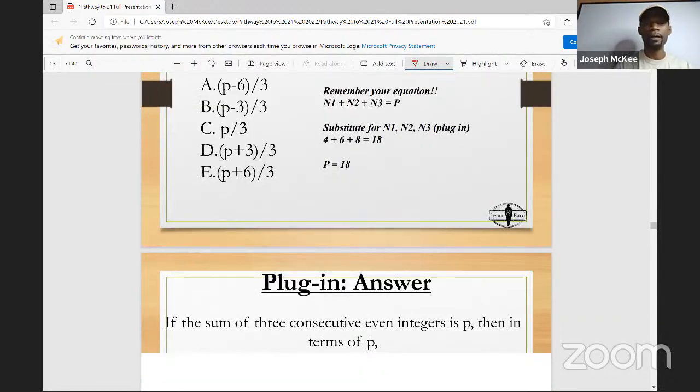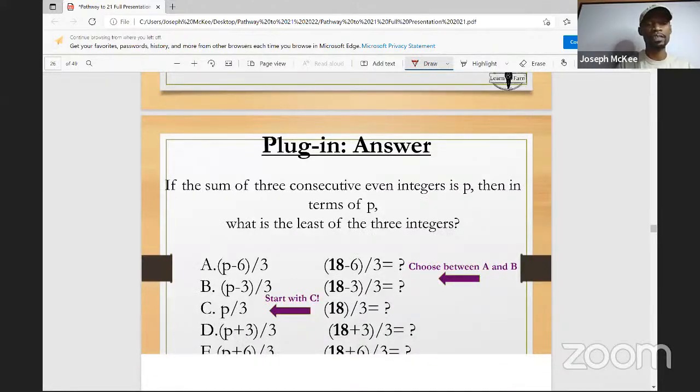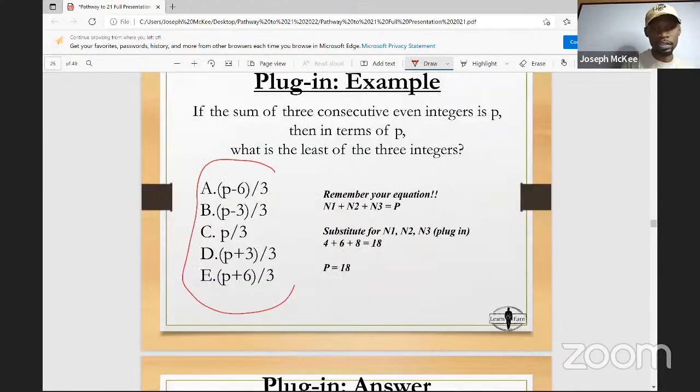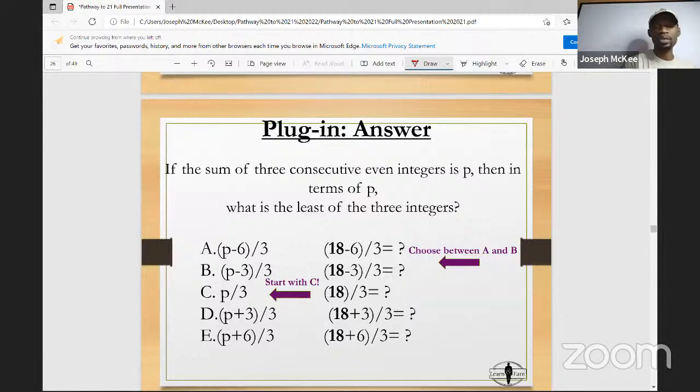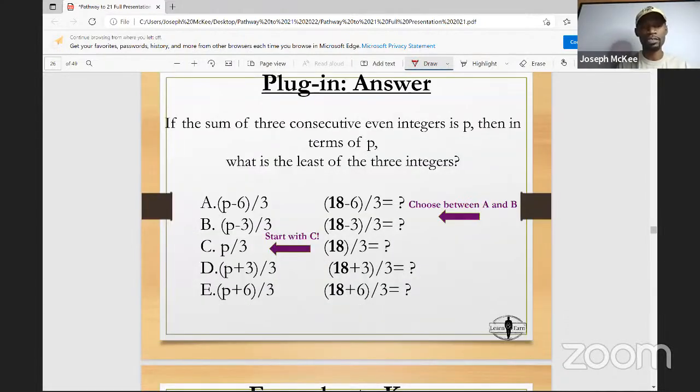So now we're trying to find out which of these answer choices is going to yield us the least of the 3. So the least of the 3 is 4. So what do we do then? Since we have 18, we know what P is. We start with the third answer choice. What is 18 divided by 3? Gives us 6. Well, 6 is not the least of those 3 integers.